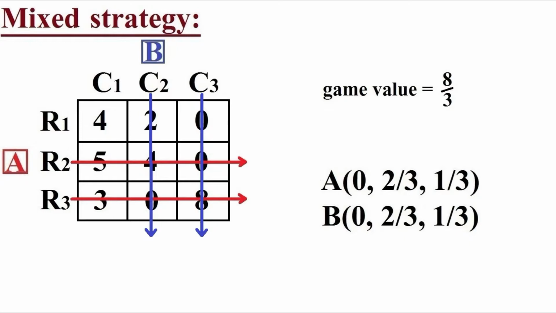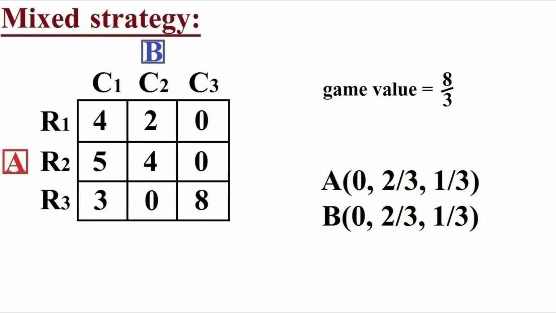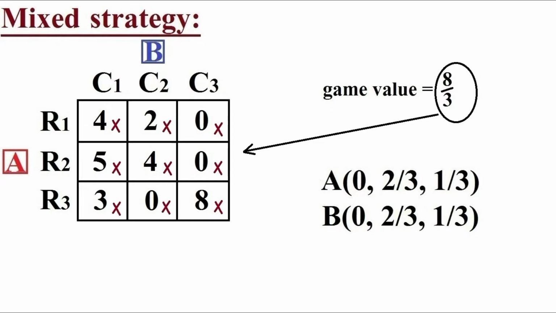So basically this term mixed strategy is used when players are playing more than a single strategy. Here both of the players resorted to more than a single strategy, and that is why it is called mixed strategy. Now the question is, why do they need to play multiple strategies this time? And why not only a single strategy like they do in case of pure strategy? And the answer is because this game value of 8 by 3 does not belong to the given game matrix. You can see here, none of the 9 payoff values is equal to 8 by 3.